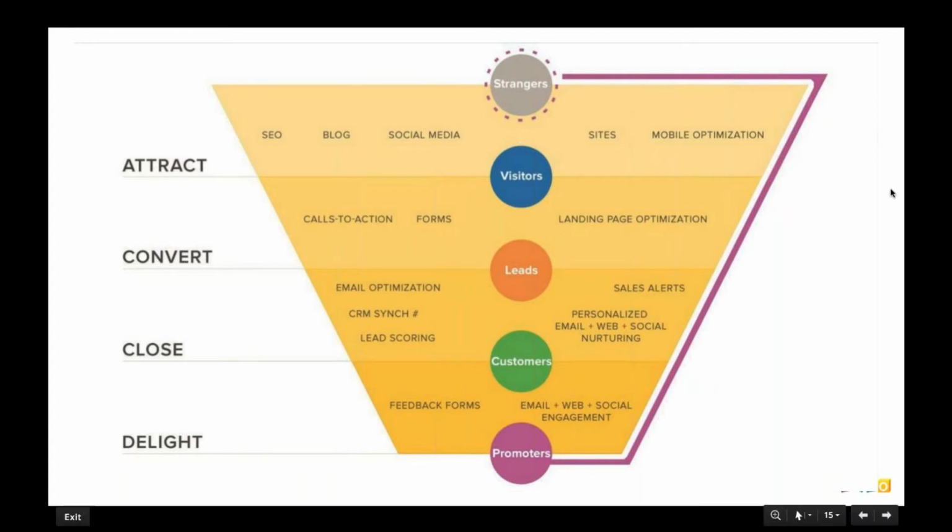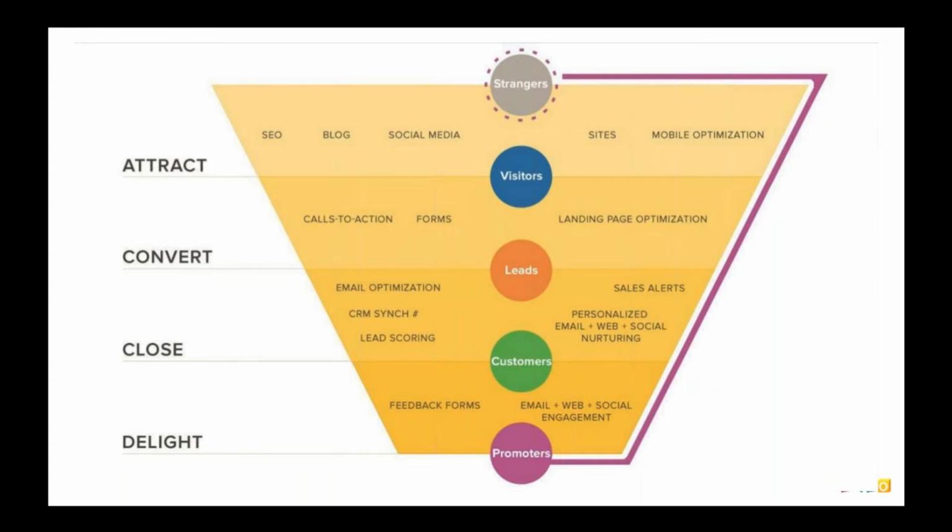And then the final one is promoters. Promoters are people who would go ahead and promote your business via word of mouth, basically advocates for your business.